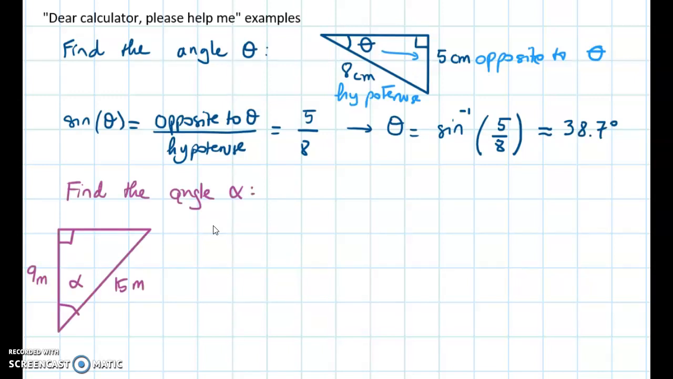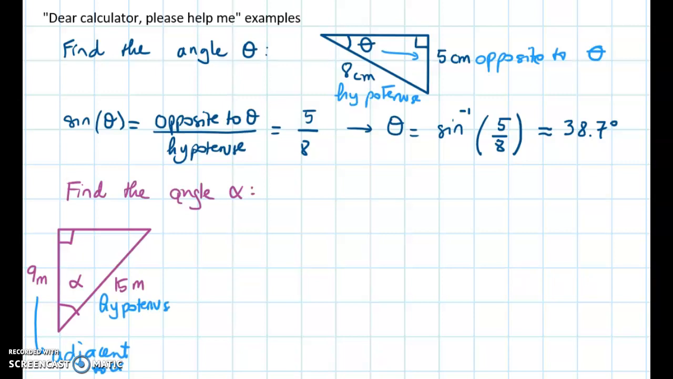We want to find the angle alpha in this case, and the information we have about the right angle triangle is that the side next to alpha is 9 meters and the hypotenuse is 15 meters. So I'm going to write over here this 9 meters is the side, I'll write here adjacent to alpha, and 15 is the hypotenuse.